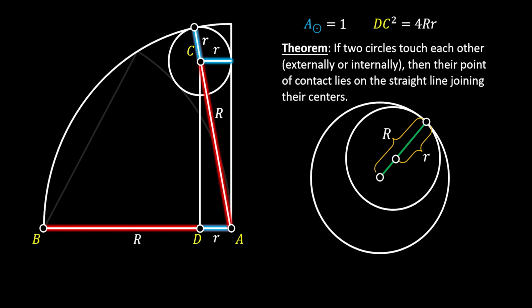Why is this important? Well, because in this way we know that the length of the line AC is nothing but the difference between the radius of our quarter circle and the radius of our small circle.